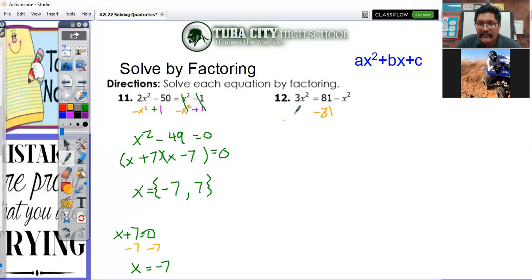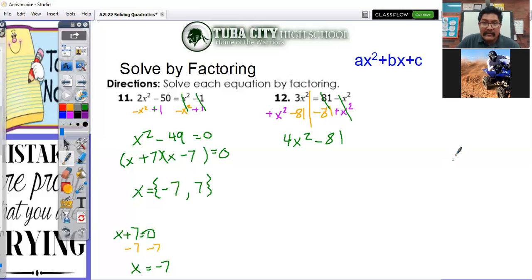So that means I'm going to have to minus 81 from both sides. And I am also going to add x squared to both sides. Now, this cancels, that cancels. So this should be 0 on this side. There's nothing left. So I got to make sure I put the right terms together, which I don't have a whole lot of space to work with here. So 3x squared plus x squared is 4x squared minus 81.